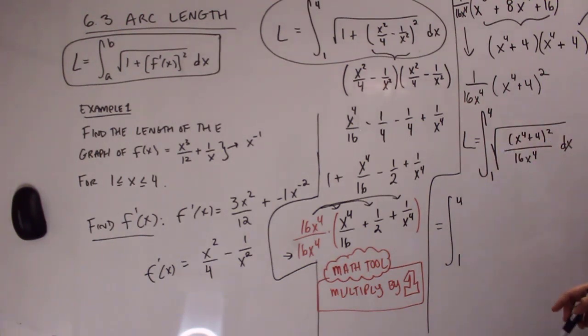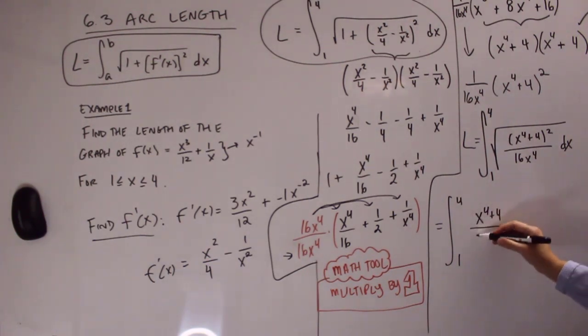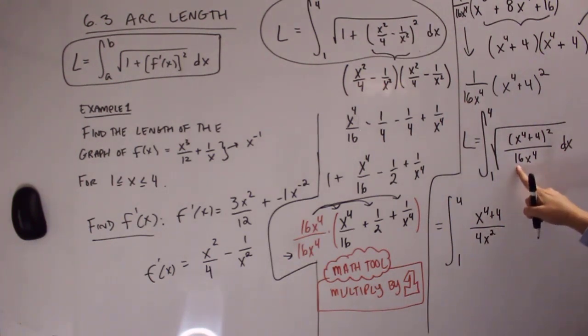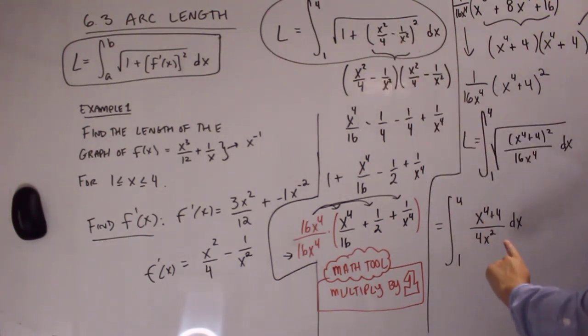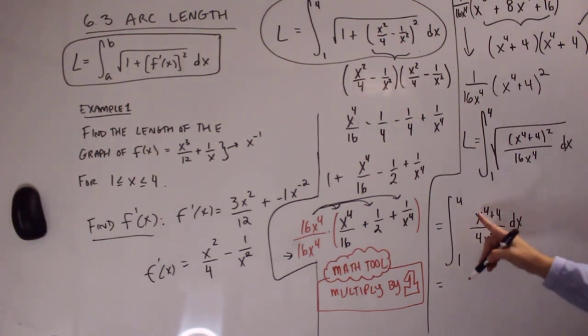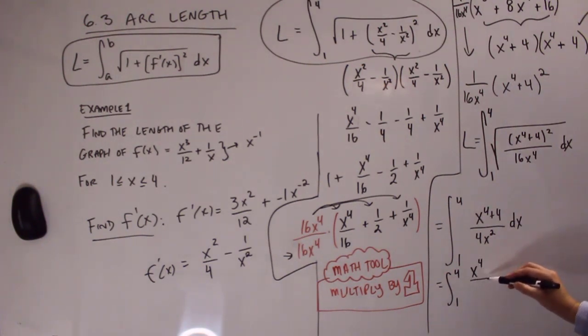So this becomes the integral from 1 to 4. Square root both the top and bottom. You can go ahead and take the square root of this whole quantity. On top, that's x to the 4th plus 4. On bottom, that's going to be 4x squared when you take the square root of the denominator, dx. And this is so much better than how we began, and we can integrate this no problem if we just separate this fraction here. So let's write this as 2 terms, x to the 4th over 4x squared plus 4 over 4x squared dx. Then we'll simplify a little bit, and you can use your power rule to finish this off.